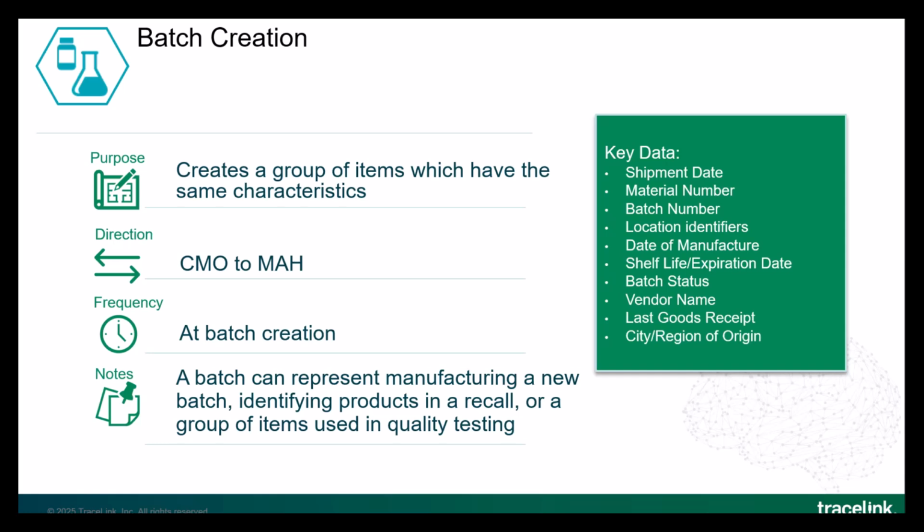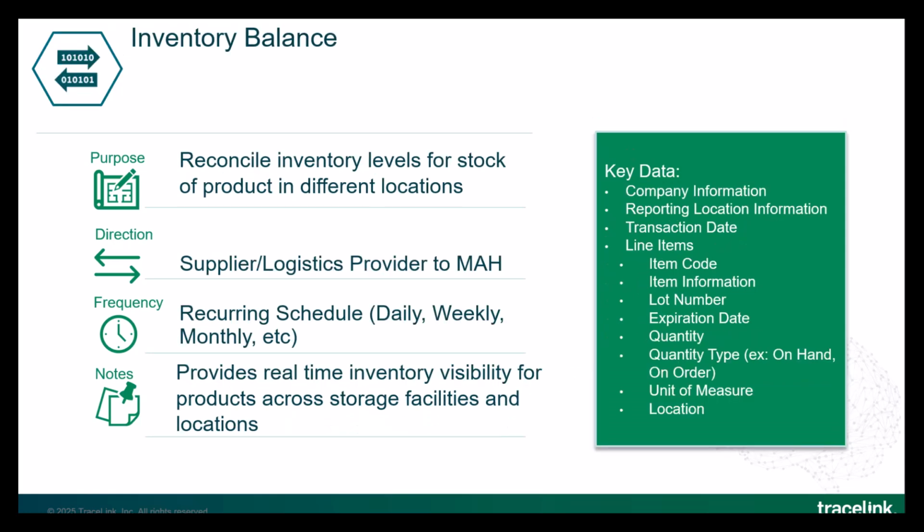Additionally, where there is a recall or quality issue, the data here is critical for quarantine and root cause analysis. Buyers leverage this data for similar reasons, with focus on quality control and facilitating recalls. After batches are created, maintaining an accurate inventory balance is crucial for smooth operations.